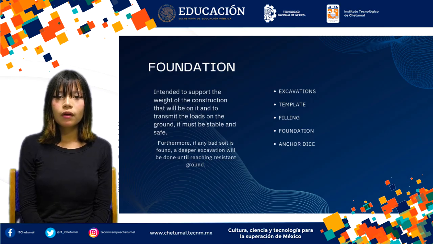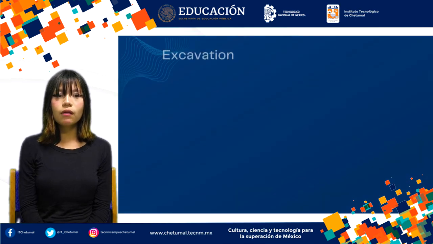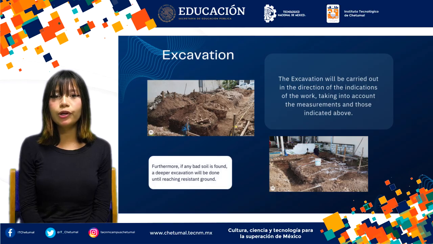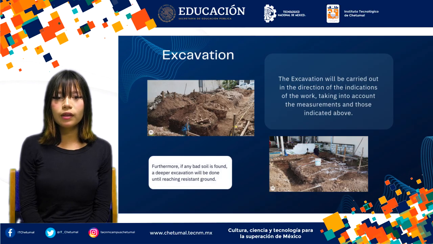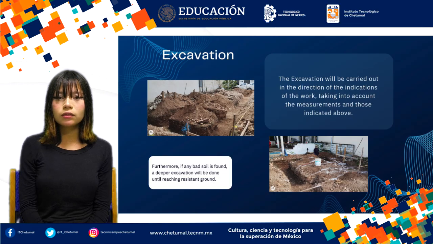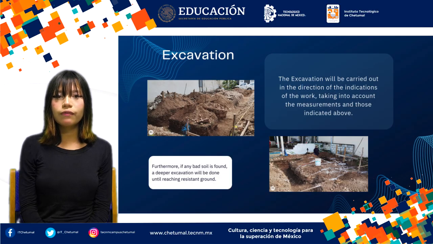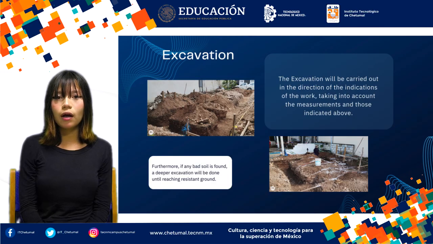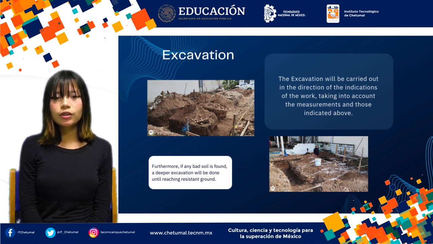Construction process. First, the ground is excavated and a steel grid is placed at the bottom of the trench. Then concrete is poured over the reinforcement, forming the footing. Advantages. It is efficient in terms of materials and costs, and it works well on firm soils where the loads are not excessive.